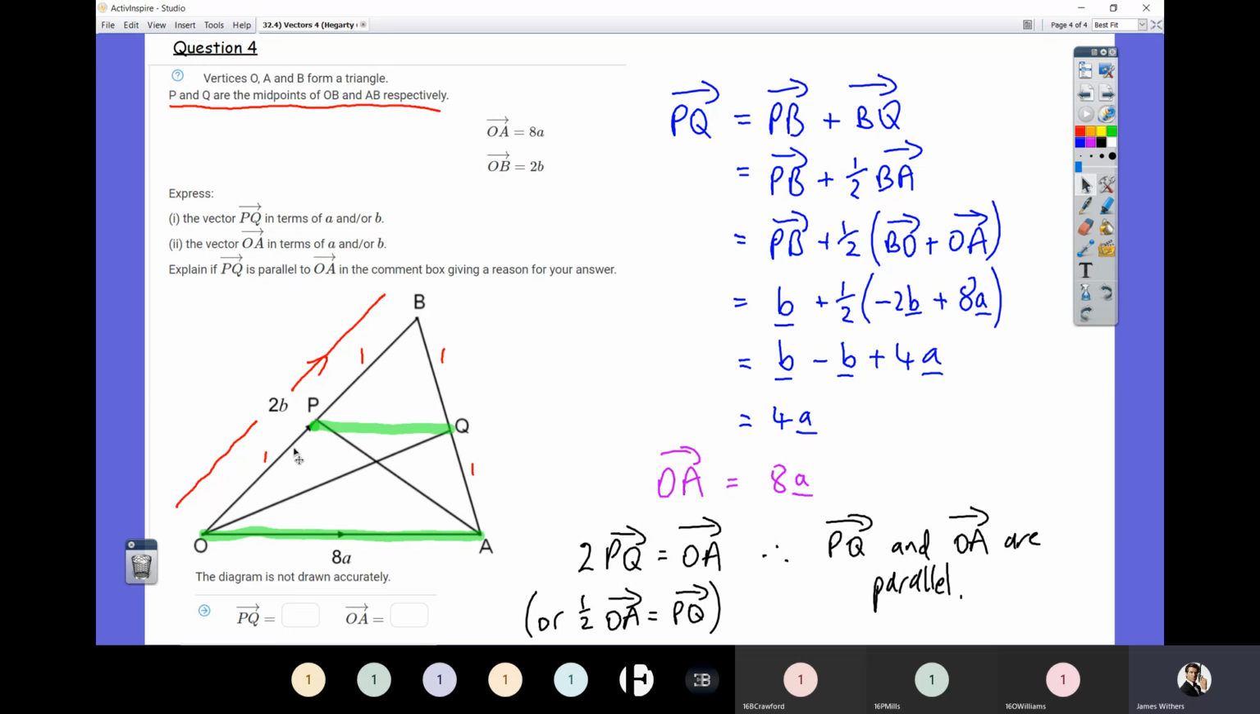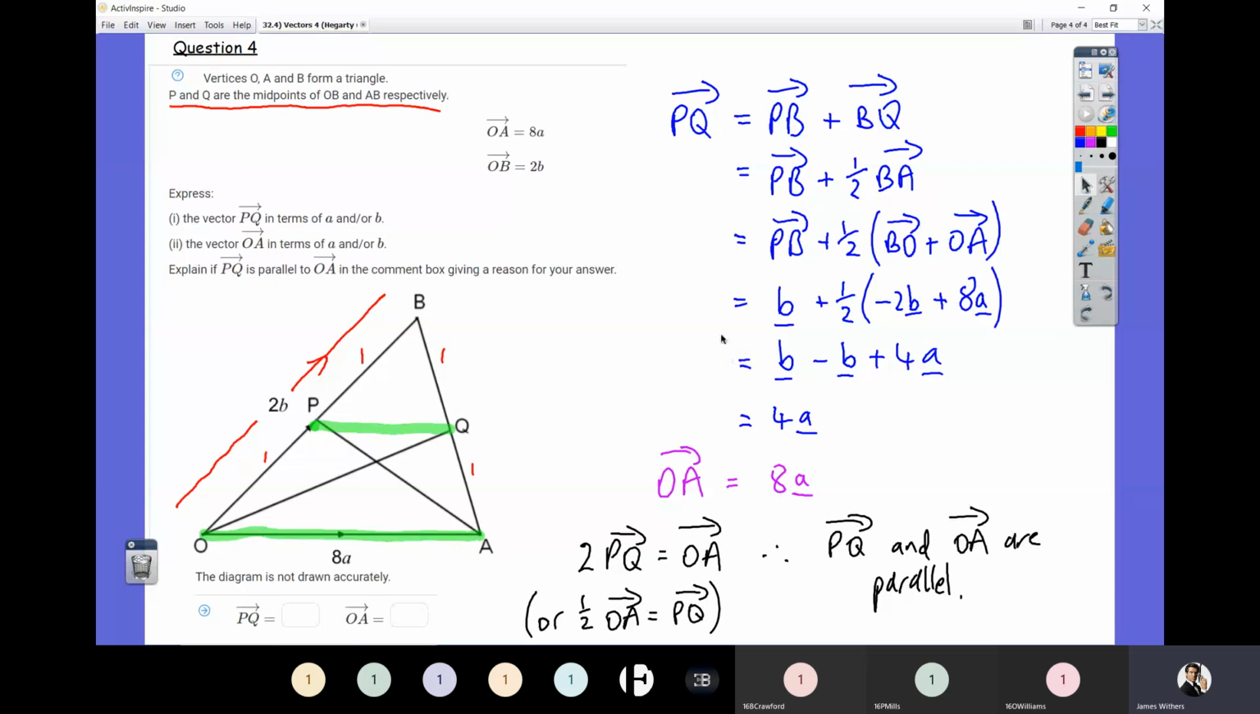So clearly PQ is parallel to OA. It's half as long, but it's still parallel because they are both multiples of the vector a. So how would you conclude this? You'd say either that 2PQ, two lots of PQ, equals OA, or that half of OA equals PQ. But because they're multiples of the same vector, you can conclude that they are parallel.